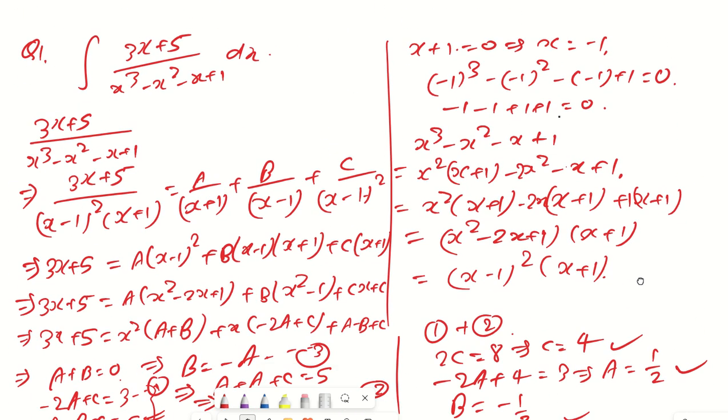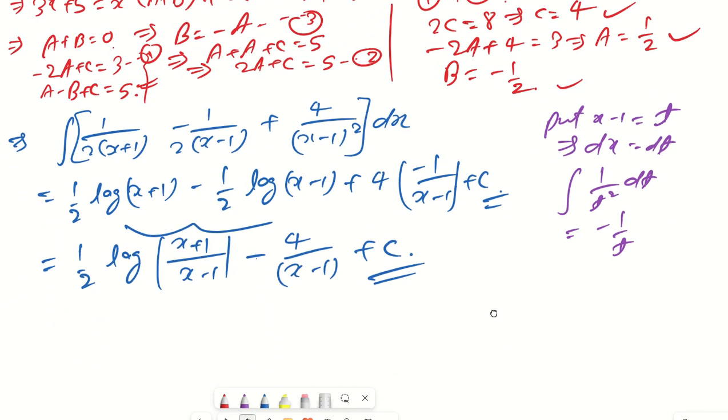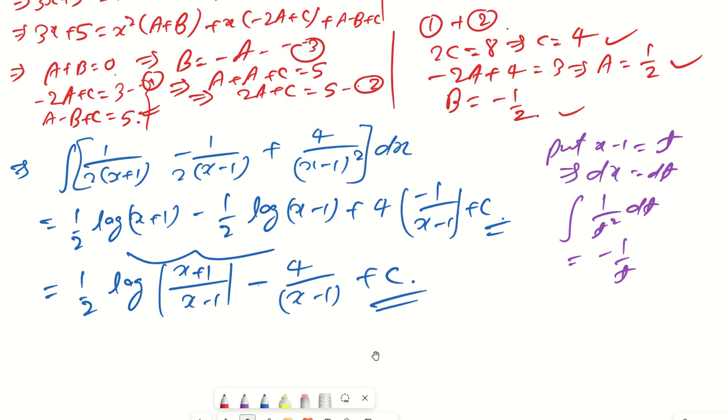So this was the question: integration of 3x plus 5 by x cube minus x square minus x plus 1. So what we did is, we found one of the factors by hit and trial method, x plus 1, where x was minus 1. By putting that, we verified that x plus 1 is a factor of this. And then we factorized by the factorization method. Then we found the partial fractions of this complete term, and by doing that we got our values of a, b and c, and then we completed the integration, right?